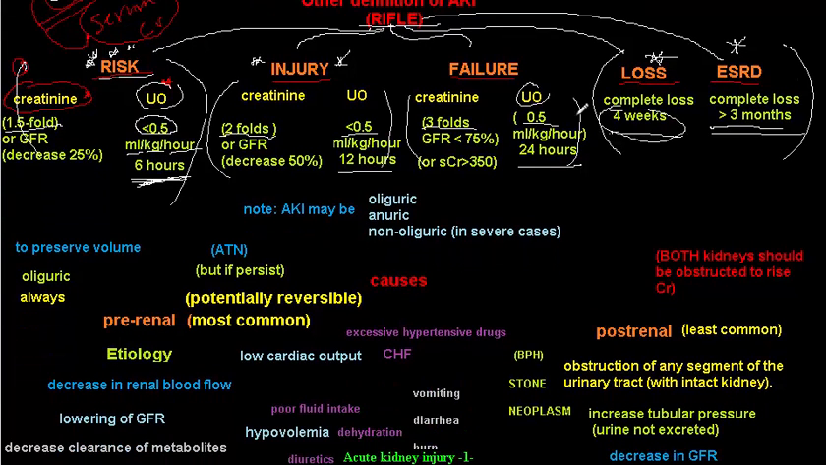I want you just to know that the acute kidney injury is not always oliguric. Most of the time we have oliguric kidney injury, a decrease in the urine output, or an anuric kidney injury, complete loss of the urine output. But sometimes we may have non-oliguric acute kidney injury, which may sometimes be polyuric. This is in severe cases of the acute kidney injury.